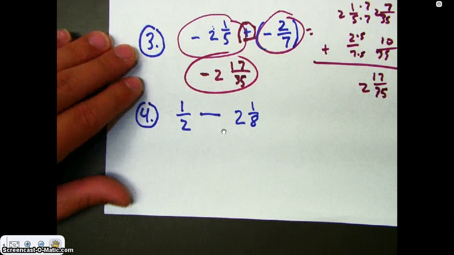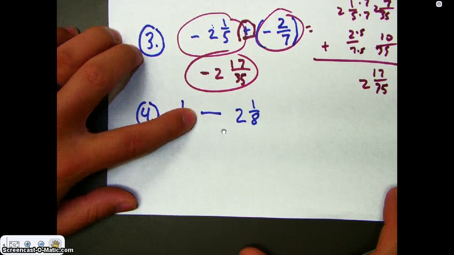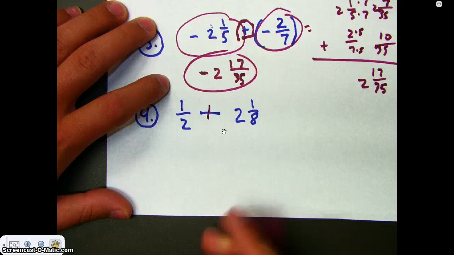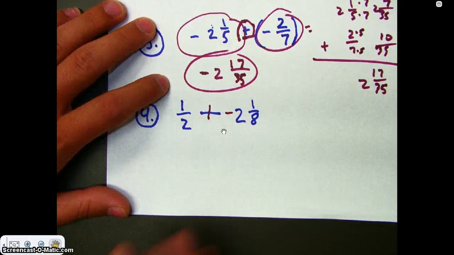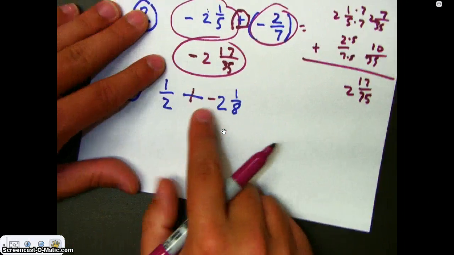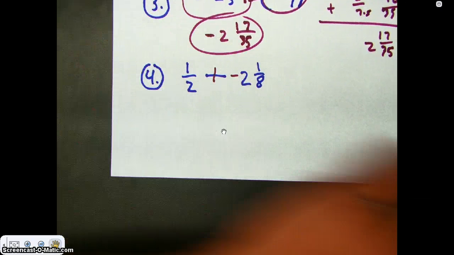All right, let's do one subtraction example. Remember, we don't subtract anymore. Just like with integers, when we see subtraction, from now on, we're going to add the opposite. So I'll change that to addition. The opposite of 2 1/8 is negative 2 1/8. And now we'll do it exactly like we did these up here. We use our addition rules. The signs are different, so we subtract.